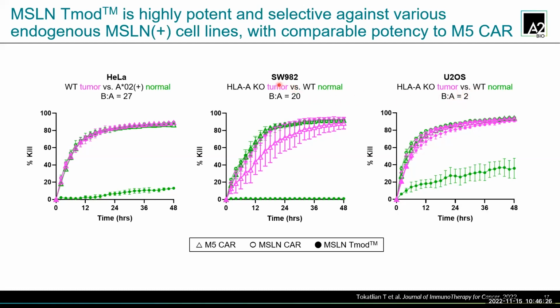And what you can see is that mesothelin TMOD, shown in the closed circles, is able to kill tumor targets just as efficiently as CAR T cells alone or M5 CAR T cells, whereas they're able to block killing of normal cell targets that express mesothelin and A2, as shown in the solid green lines. And this is true even in the case of a beta A ratio that's only about 2.